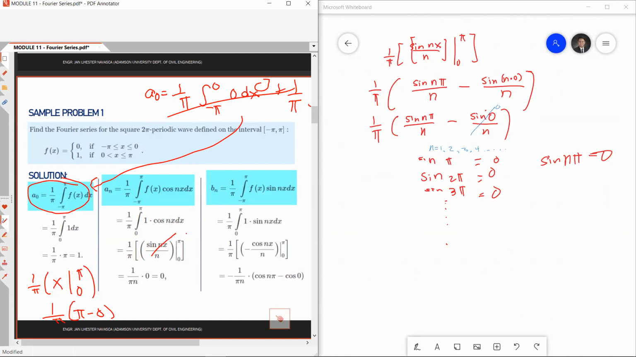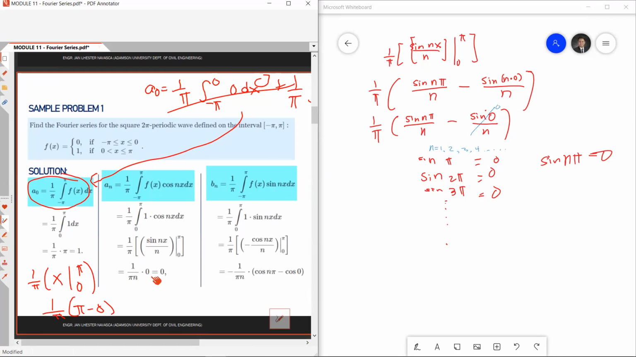So therefore, you now have 1 over n pi times 0. You now have your a sub n equal to 0. Therefore, your a sub n is equal to 0. Next, let's solve for b sub n.